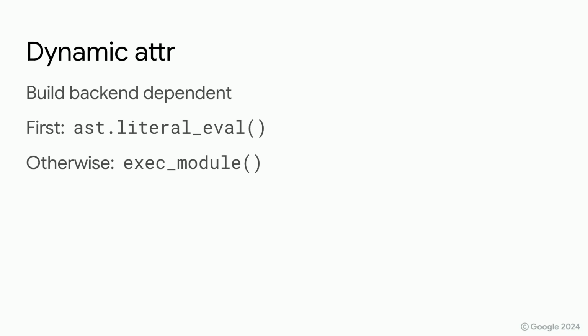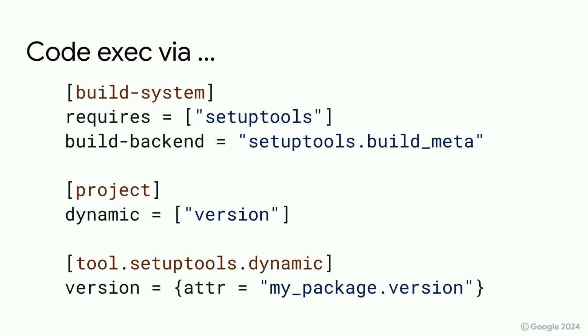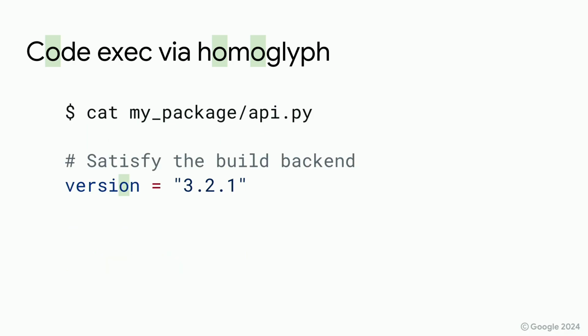So let's take this to the S level. This is my S tier 1. This is me being as hackerish as I can. This is the same pyproject.toml as before, pointing at basically the same version. And here is my code. This will execute the code at the bottom. But can you figure out why? This is code exec via homoglyph. And that API import at the top looks kind of boring, but it's the thing that makes it work by actually specifying the version.